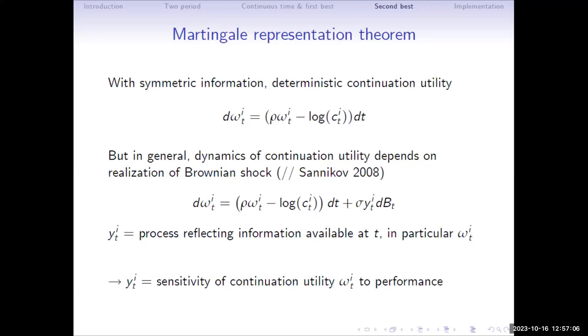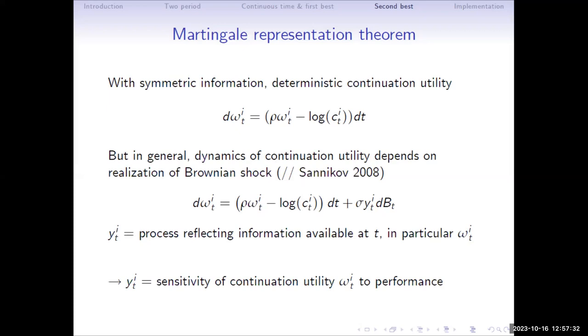So in the symmetric information world, there was no need to let the agents bear risk. There was no aggregate risk because all the risks were idiosyncratic. So the agents had deterministic consumption. And you may remember, we said the promise keeping was d omega, the change in omega, is equal to the difference between rho omega and log of consumption.